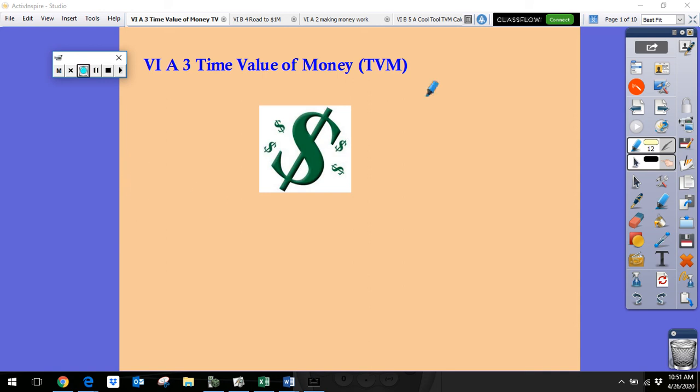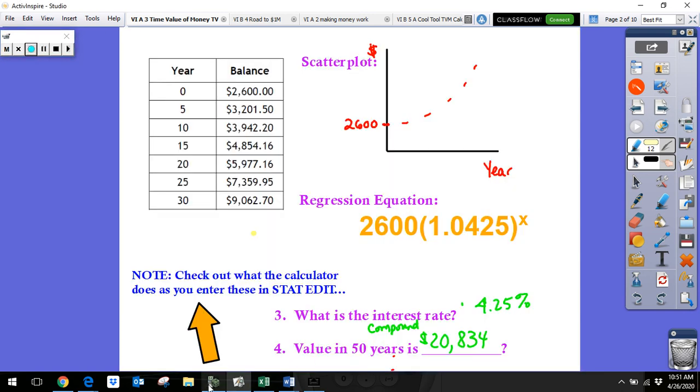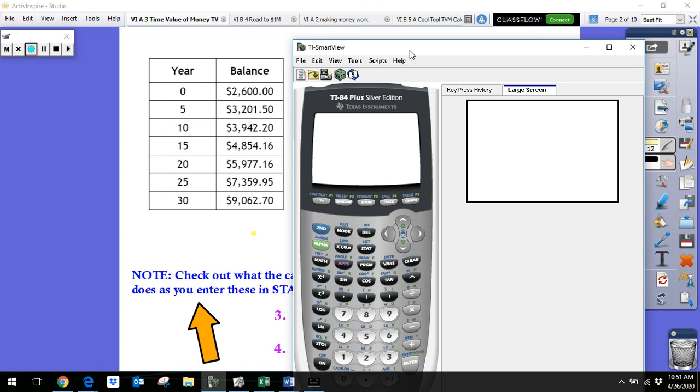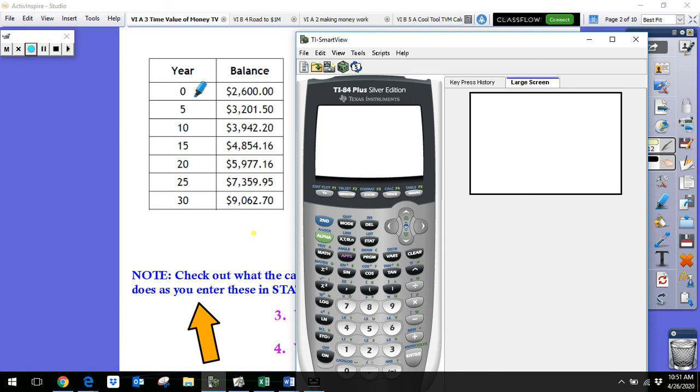Alright, as we're taking a look at the next section, time value of money, we're finally going to get into some calculations here where we're talking about how money grows over time. And in the materials you have this example here. Here, I'll cover up some stuff. You have an example of what's happening with some money. Going in increments of 5 years, it starts off being worth $2,600 and ends up being worth $9,062.